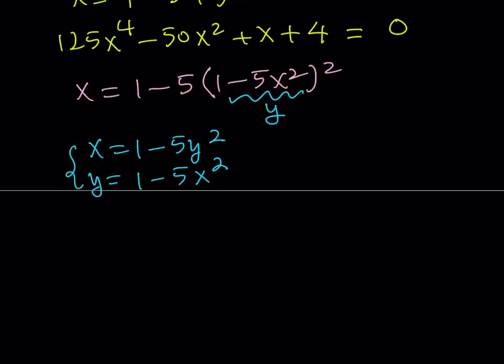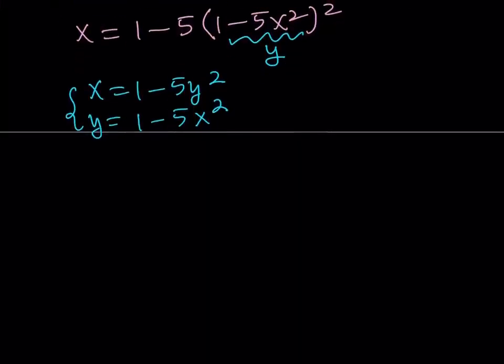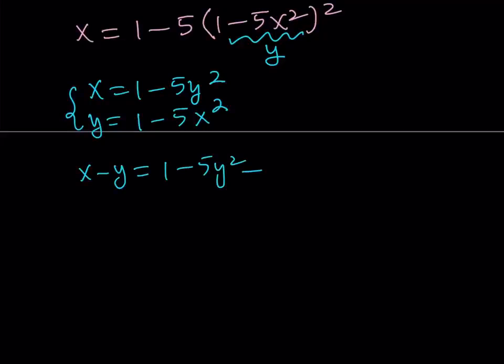Now, why did we turn our equation into a system of equations? Because sometimes systems are easier to solve than a single equation. Let's go ahead and solve this system. We're going to take advantage of symmetry here, or whatever you want to call it. I'm going to subtract: x - y. That's going to give me 1 - 5y² - 1 + 5x². The 1 is going to cancel out, leaving us with something nicer. So I can write it with the 5 outside.